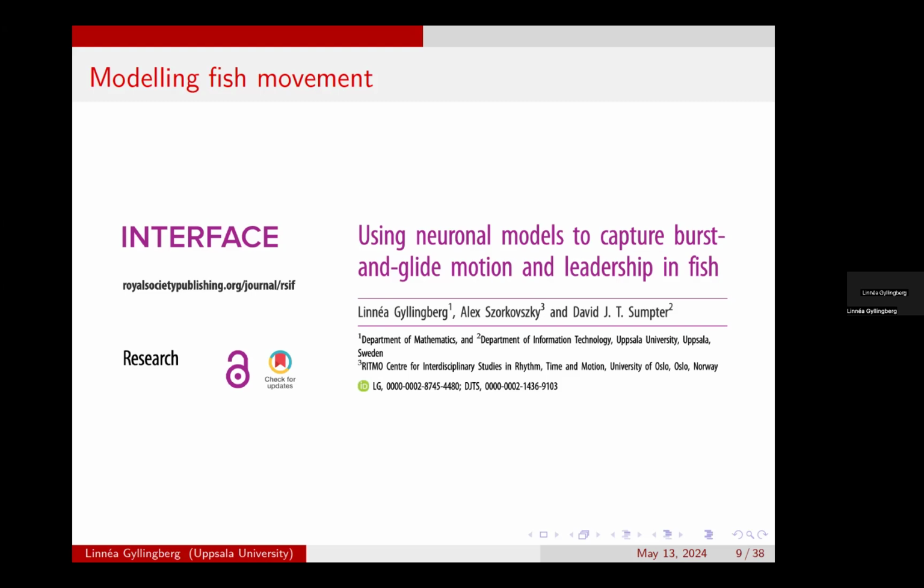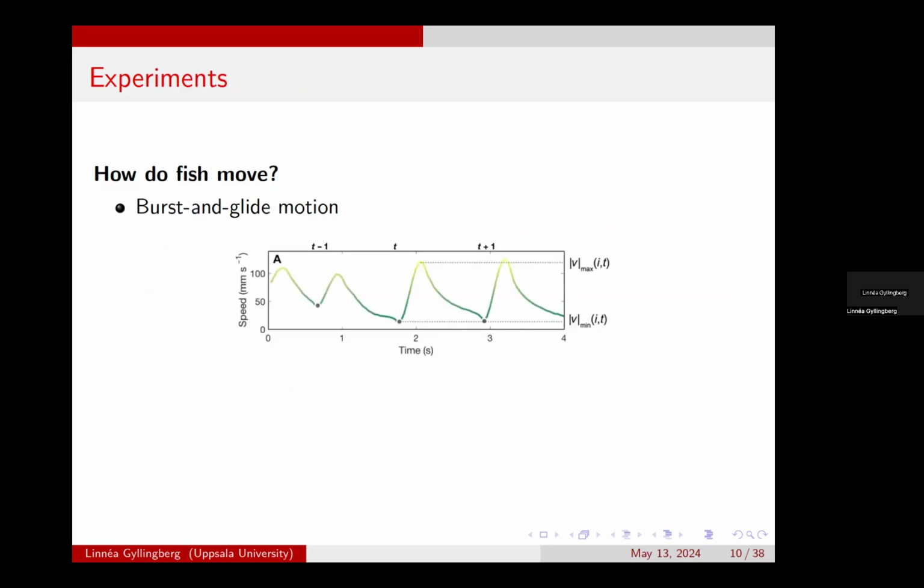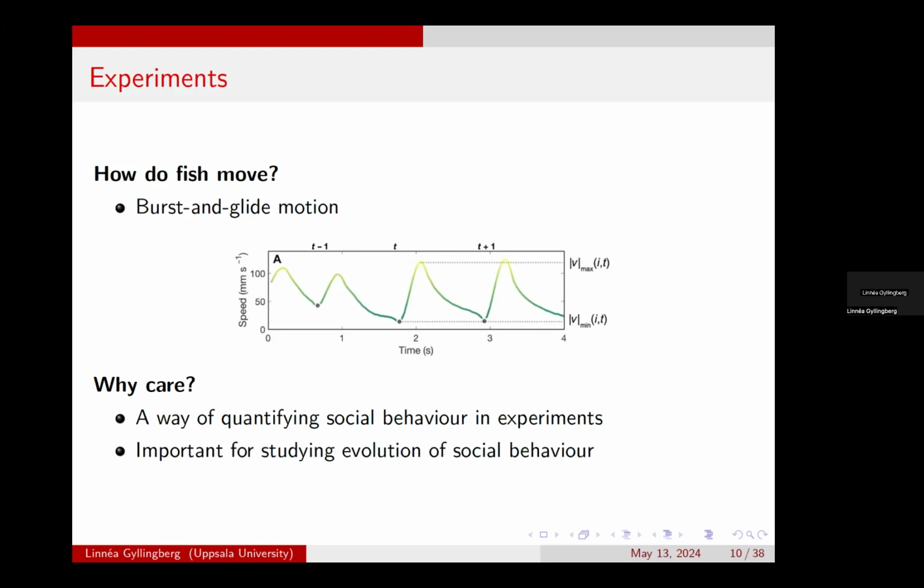Usually when you model fish movement, you just assume that they move with constant speed. But when we ask how fish actually move, they move with something called burst and glide motion. They burst for a few seconds, and then they glide, decelerating due to water resistance. One might ask why this is important. It's because this is a way of quantifying social behavior in experiments, and it's also important for studying the evolution of social behavior.